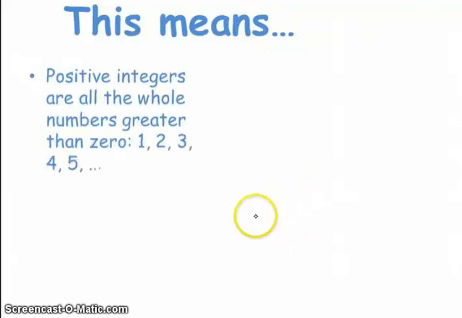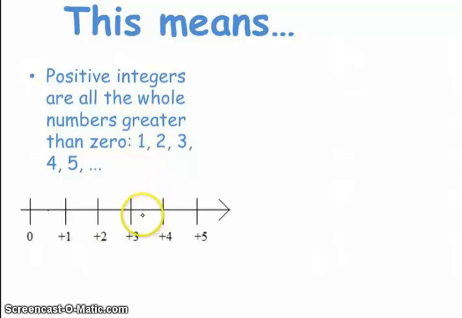So what does this mean? This means that the positive integers are all the whole numbers greater than 0. That means they are on the right side of 0. So if you look, the arrow is pointing to the right. Here's 0 right here, our starting point, and any number on the right of 0 will be called a positive integer.